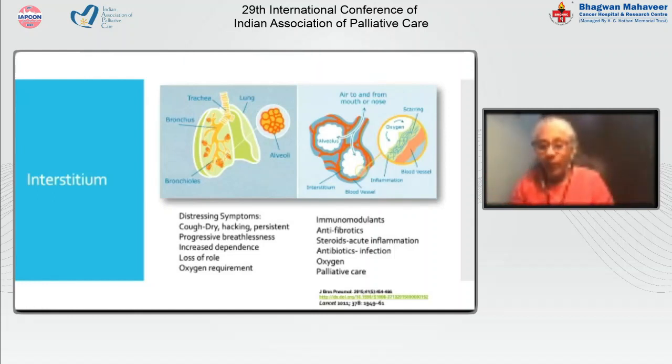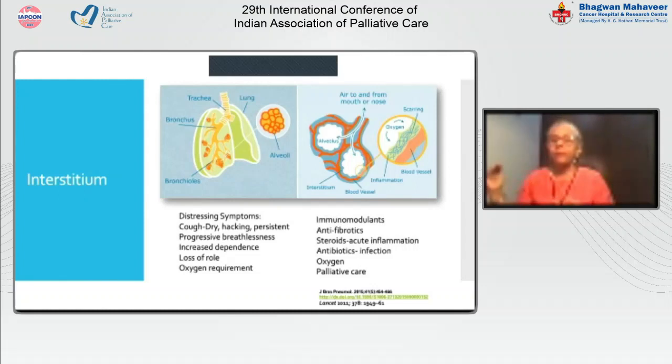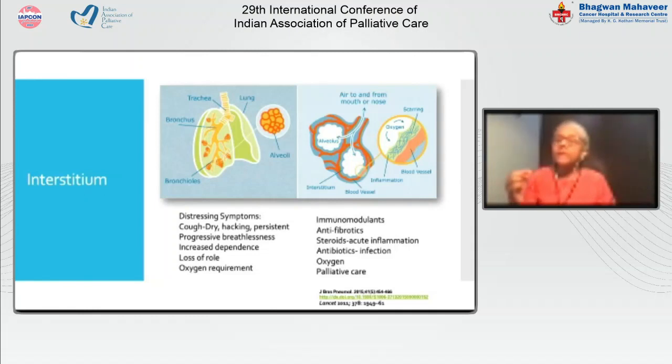and this patient eventually gets on to have oxygen requirement. The treatment that we have so far is, of course, immunomodulants, antifibrotics, as most of you have heard during COVID, which is pirfenidone and nintedanib, are the two medications which delay the progress of fibrosis but do not reverse the fibrosis that has already happened. Steroids have a main role when there is acute inflammation, what we describe as ground glass opacities, which is seen on the CT scan. Antibiotics are recommended for infection.